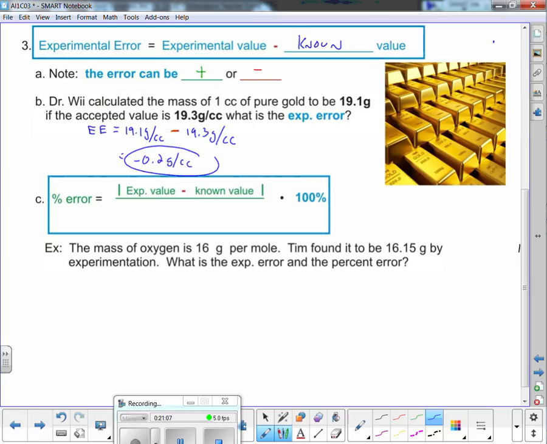Not too bad. Now, what about percent error? Here you have to do the absolute value, so we're not worried about positive or negative. The absolute value of the experimental value minus the known value. What's the experimental value minus the known value called? Experimental error. So the top is the absolute value of the experimental error, because that's what experimental value minus known value is. And then you have to divide by the known value.